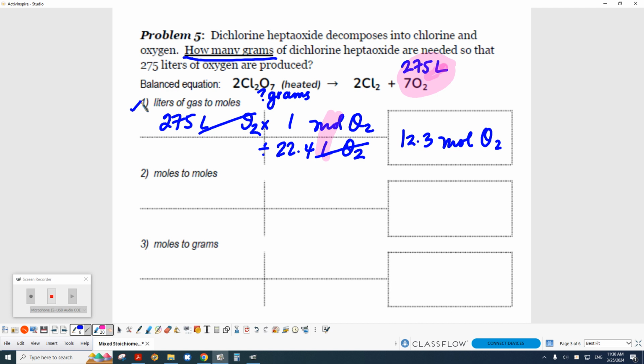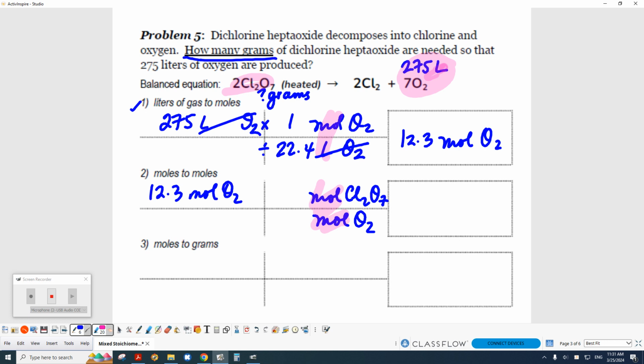In the second step, we take 12.3 moles of O2, the answer from the previous step, and we convert from moles of O2, which we're going to put on the bottom so that we can cancel out those units, to moles of dichlorine heptaoxide. Why? Because that's what we're looking for. And we realize this is the mole ratio.